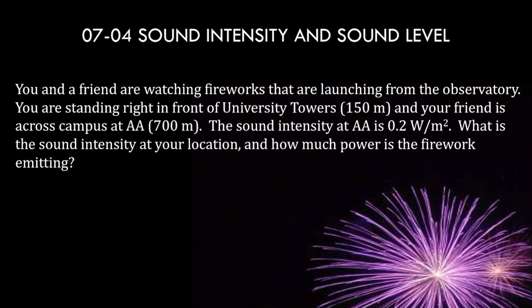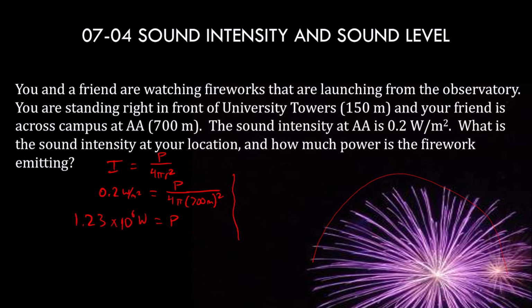Well, let's assume the firework goes up and it looks spherical, so let's assume that it is uniform in all directions. So our intensity is our power over our area. We know at AA the intensity is 0.2, and we can find our power. The radius would be 700 meters. You solve for P, and you get 1.23 times 10 to the 6th watts. Okay, so that's our first answer. How much power is it emitting? That's the power, so 1.2 megawatts, quite a bit of power.